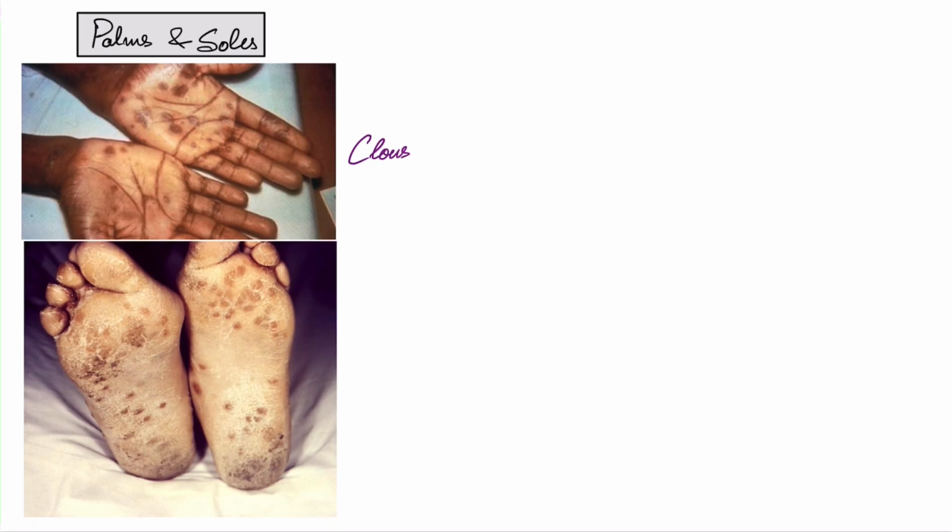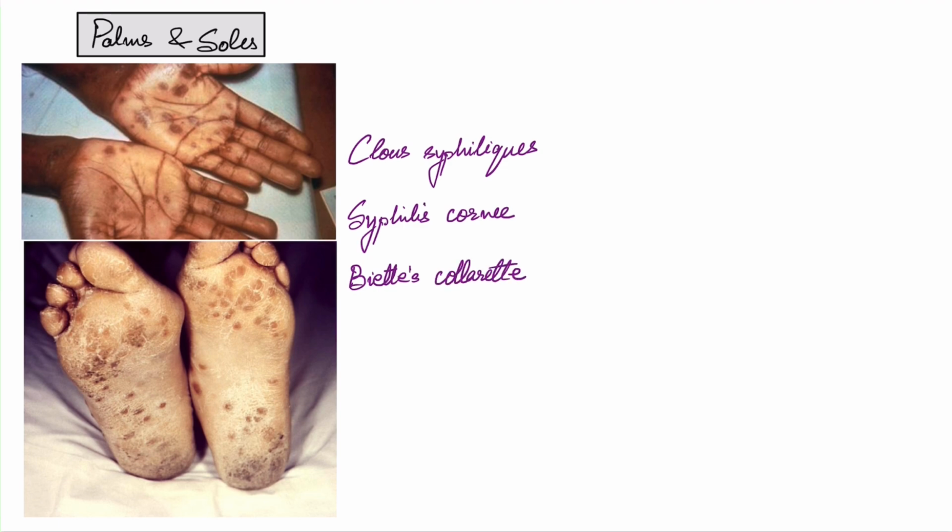There are some special terms given, like clavus syphiliticus, which means diffuse hyperkeratosis on the palms and soles. Syphilis cornee, where there are cone-like eruptions on palms and soles. Biett's collarette, that means scaling around the papules and plaques of palms and soles.